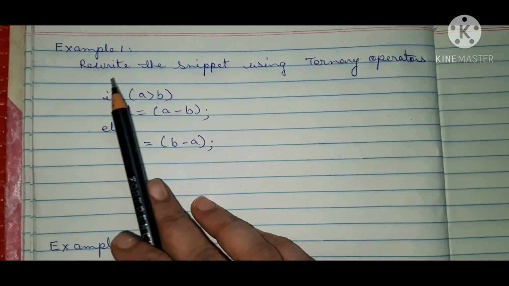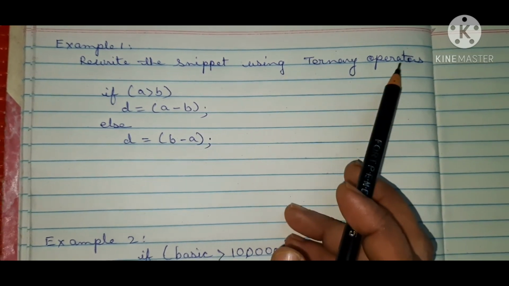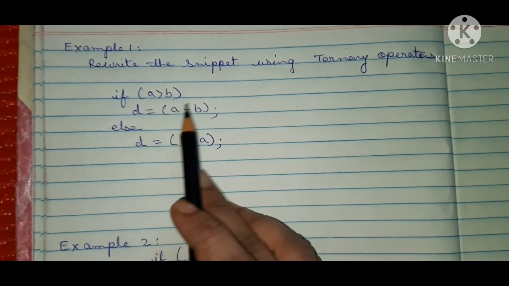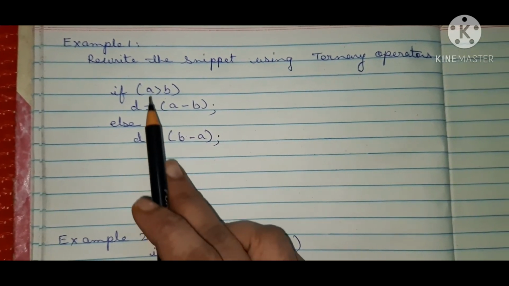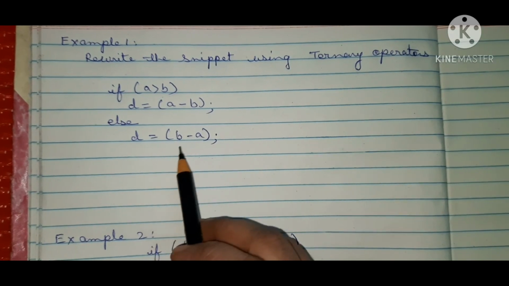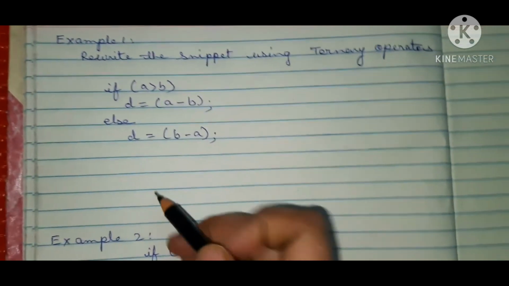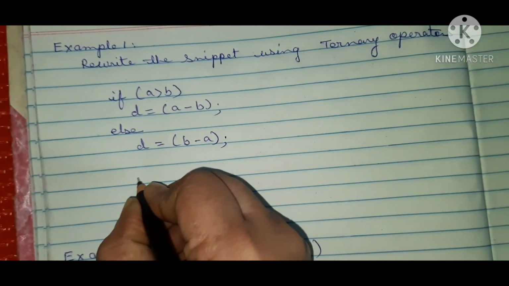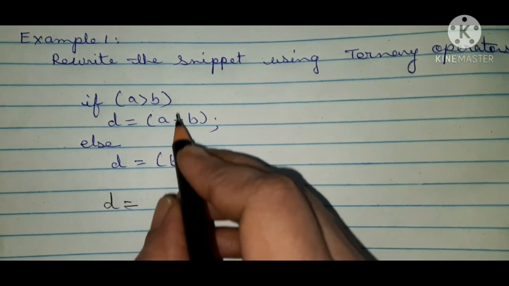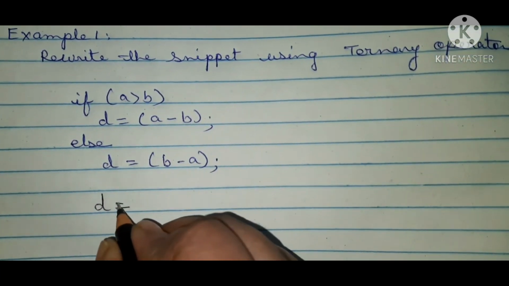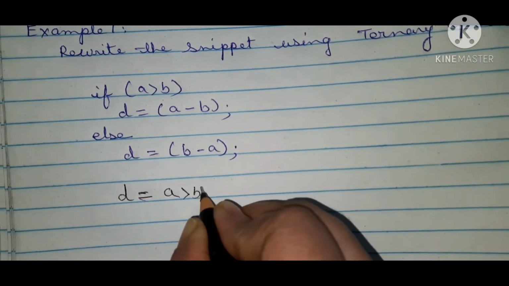Example 1: rewrite the snippet using the ternary operator. Here, if the condition is given, then d equal to a minus b, and else, if the condition is false, then d equal to b minus a. So you are going to store the value in d. You will write here d equal to, then we'll write the condition, that is a is greater than b.